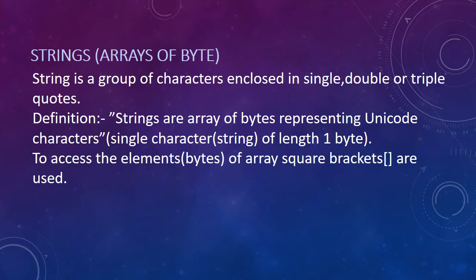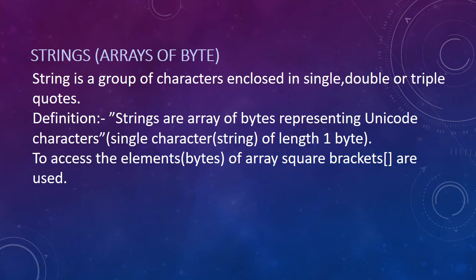Okay. But actually, whenever the definition of the string comes, you will be writing strings are arrays of bytes representing Unicode characters. Now what is a Unicode character? That means a single character. Here in Python we don't have a character data type. So therefore this single character is called a string, which is of 1 byte. Here again one word is used, array. Array here means a group of characters.